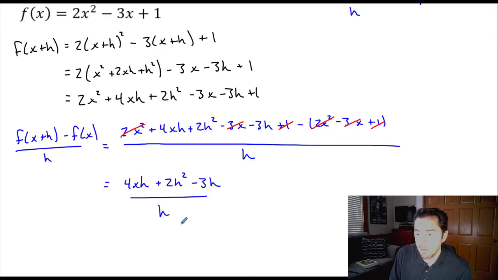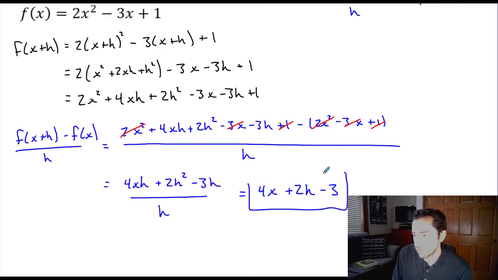Now, the last thing we can do: if I look in the numerator, all three of these terms have an h in them, and I'm dividing by h, so I can divide out that factor from each of these. Simplifying that h, what I end up with is 4x plus 2h minus 3. So this is our difference quotient. So that's the first thing I wanted to take a look at.